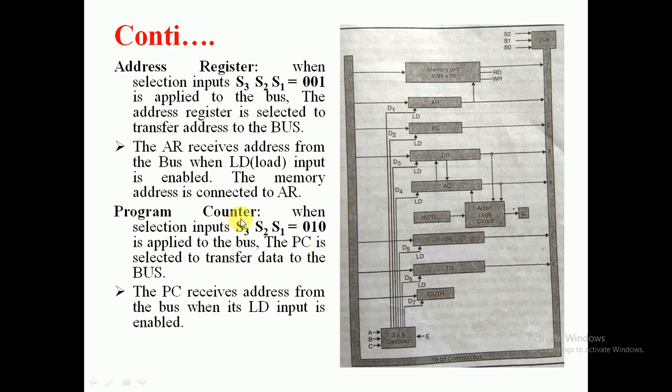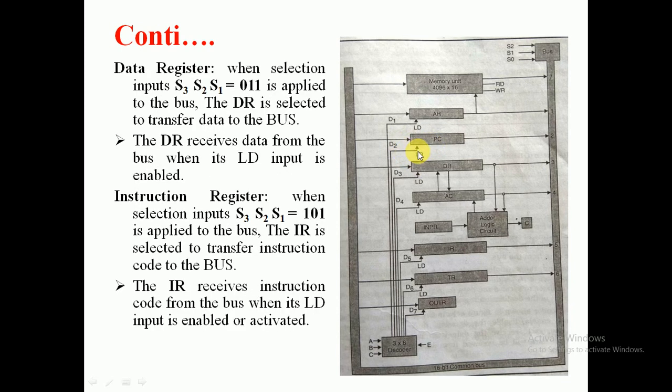Similarly, in case of the program counter, when this signal is 010, then this program counter is selected and transfers the data to the bus. Similarly, this program counter receives the data from the bus when this load input is enabled. When this signal is 011, then the data register is selected and the data is transferred onto the bus, and similarly this data register receives the data from the bus when this load input is enabled.